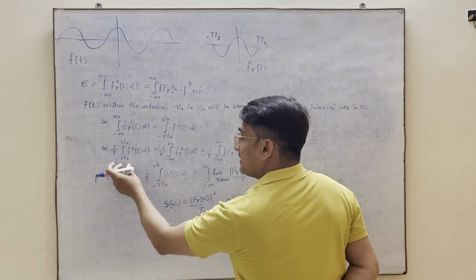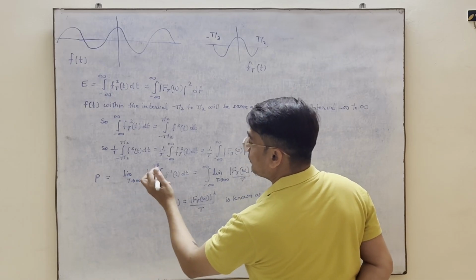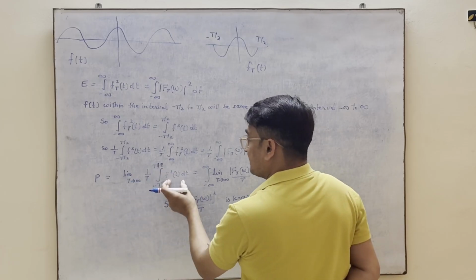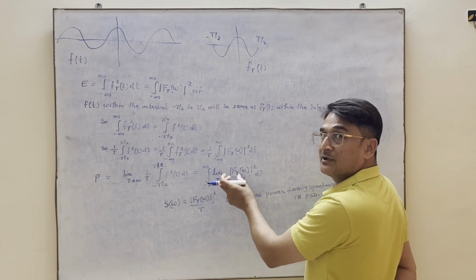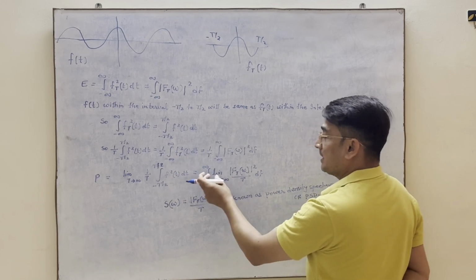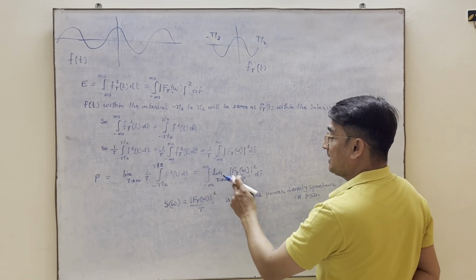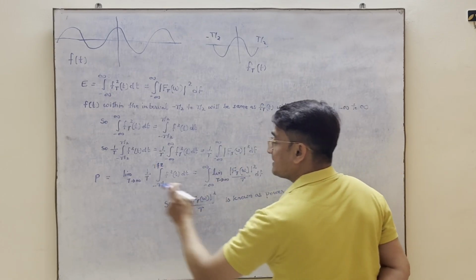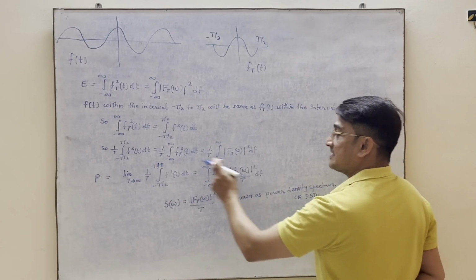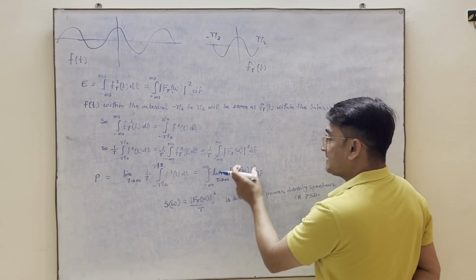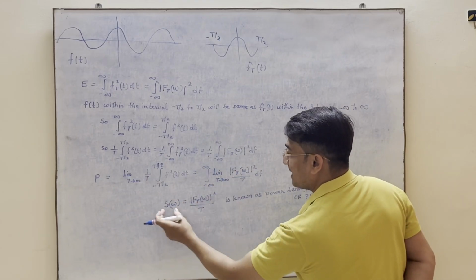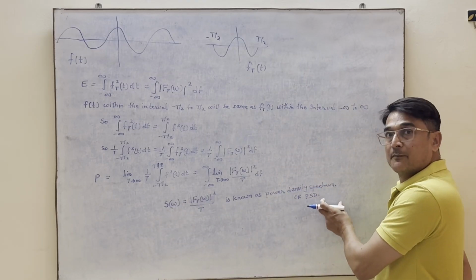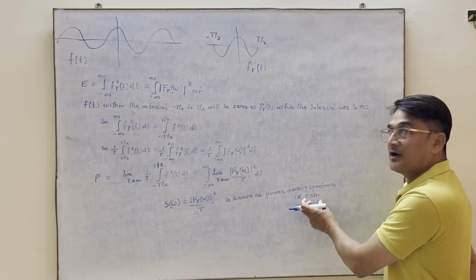So now P is equal to limit T tends to infinity of 1 by T, minus T by 2 to plus T by 2 f square t dt. This is the formula for power. Now this ft will be replaced with f_T of omega or f_T of t. So this will be minus infinity to infinity f_T omega square by T df. So this part is known as the power density spectrum, and out of this part, f_T omega square upon T is denoted by S omega, which is known as power density spectrum or power spectral density, or in short PSD.